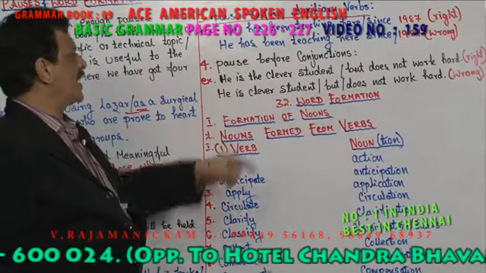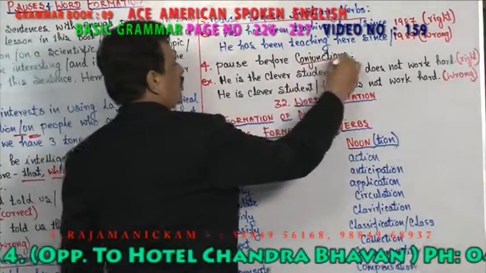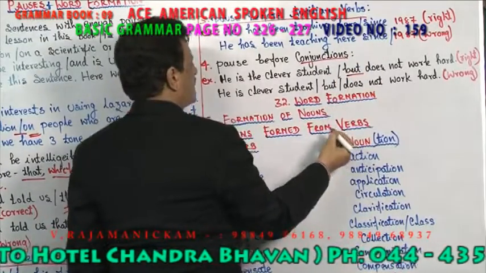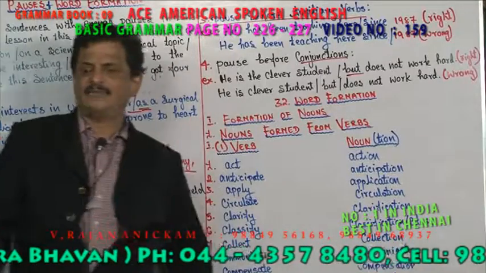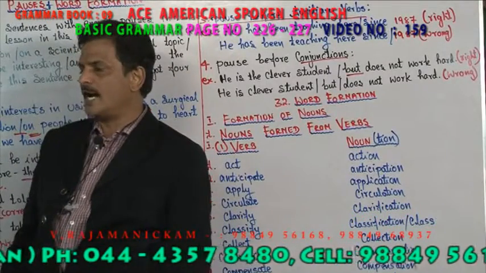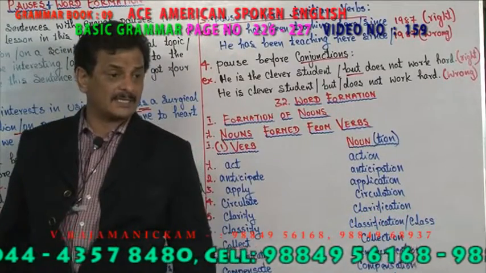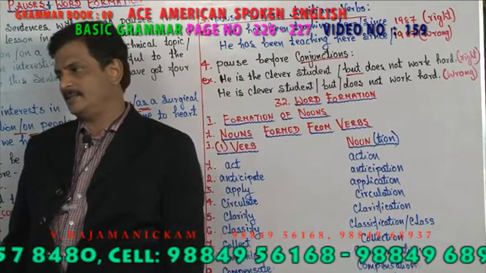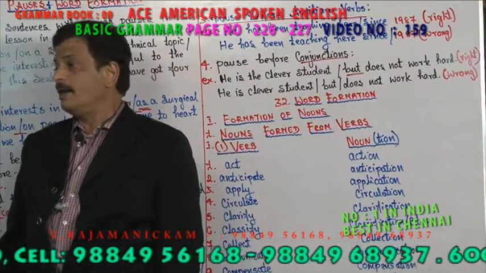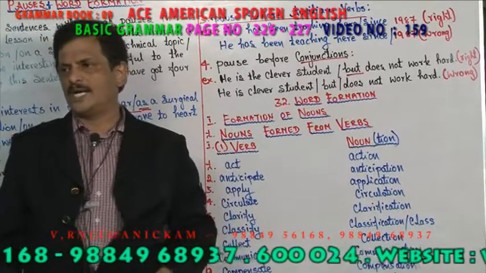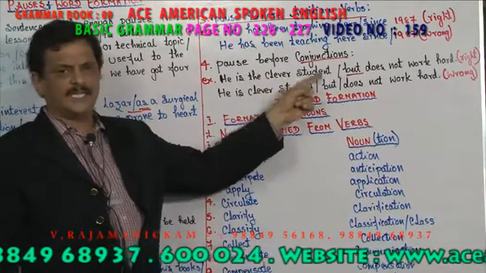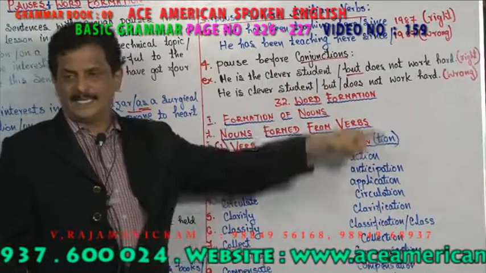See, pause before conjunctions. Conjunctions means what? But is a conjunction. See, he is a clever student but he doesn't work hard. He got good marks because he studied hard. He got good marks because he studied hard. So he is a clever student. A pause, but he doesn't work hard.